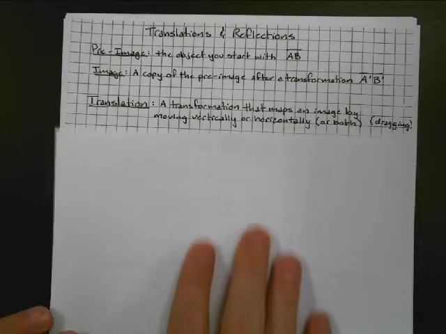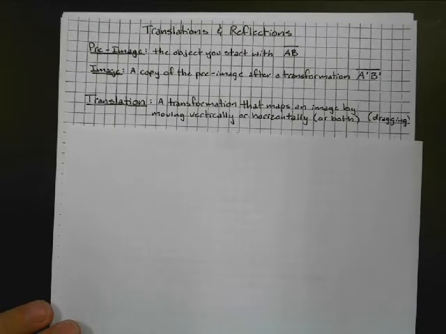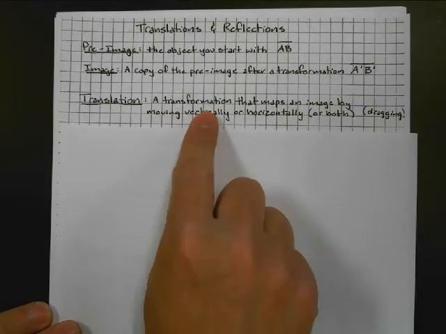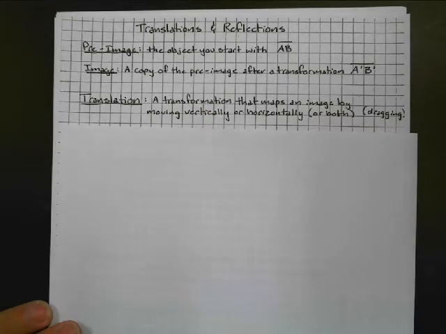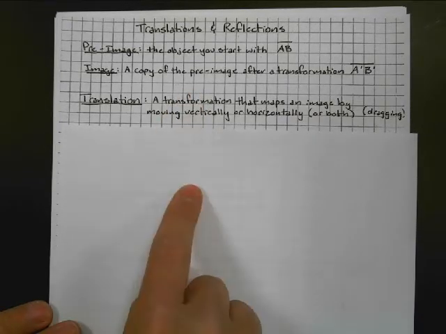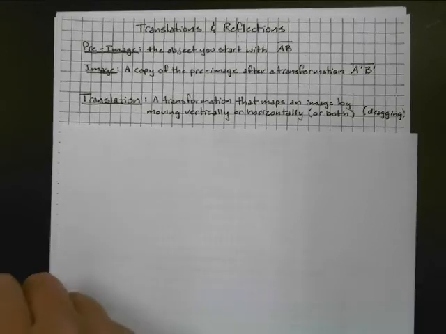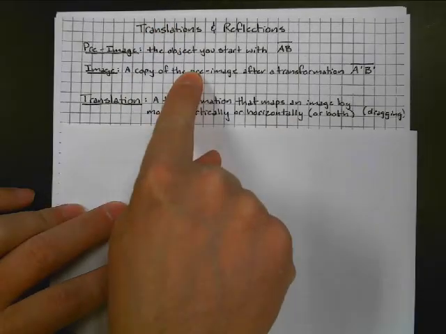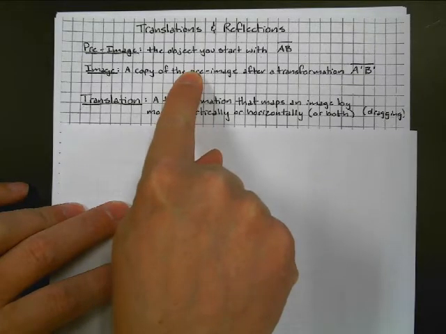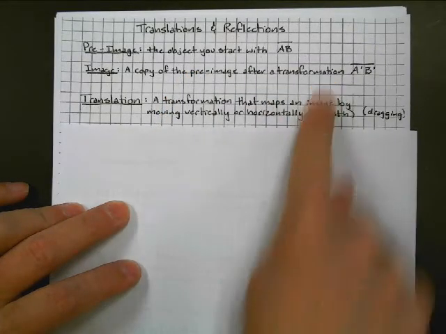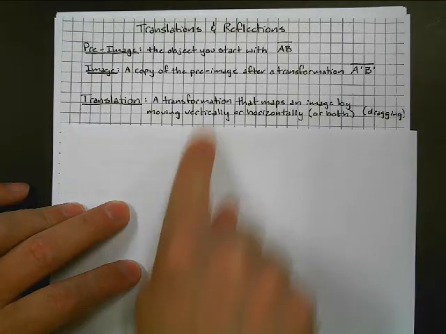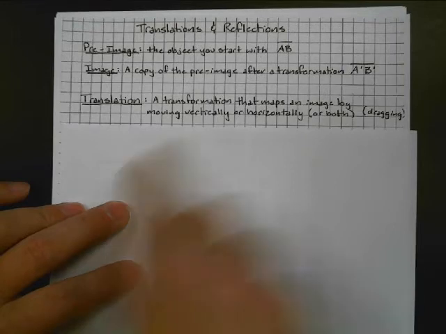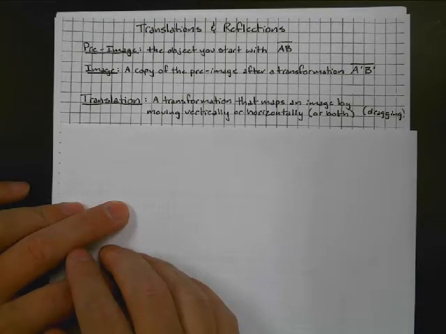All right, so our first transformation, we're going to call it a translation. So a translation is a transformation that maps an image by moving it either vertically up and down or horizontally side to side or a combination of both. Basically what we're going to do is put our finger on the object and slide it left, right, up, down, whatever. So when we move it around like that, it's always going to face the same direction.